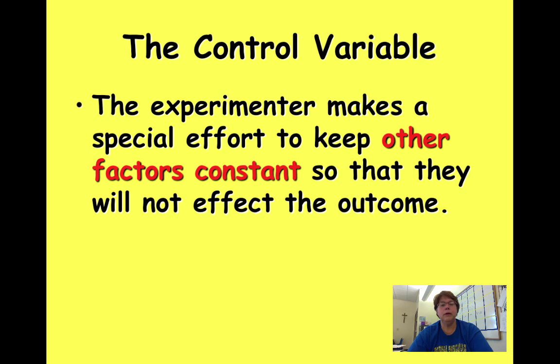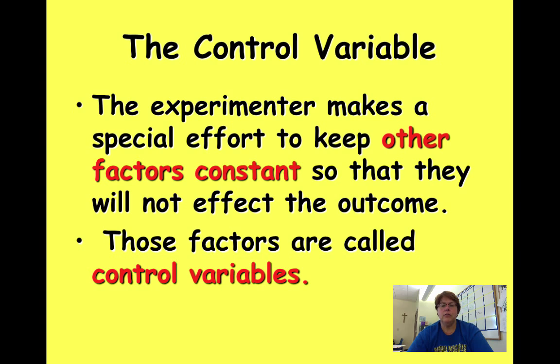The experimenter makes a special effort to keep other factors constant so that they will not affect the outcome. Those factors are called control variables. What is a control? It is everything that you are not actually testing or measuring. So everything from the kind of equipment that you are using to the paper that you write on. Everything should be the same over and over again every time you do an experiment.